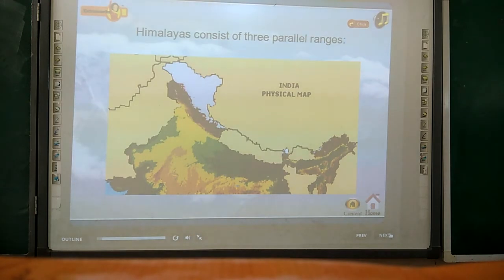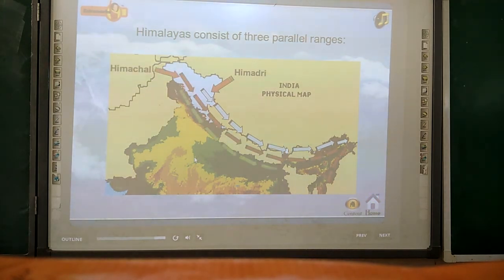The Himalayas consist of three parallel ranges: Himadri, Himachal, and Shiwalik. We'll study about these three ranges in detail in the following slides.